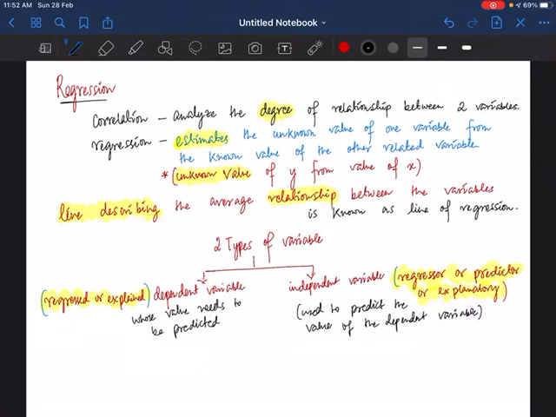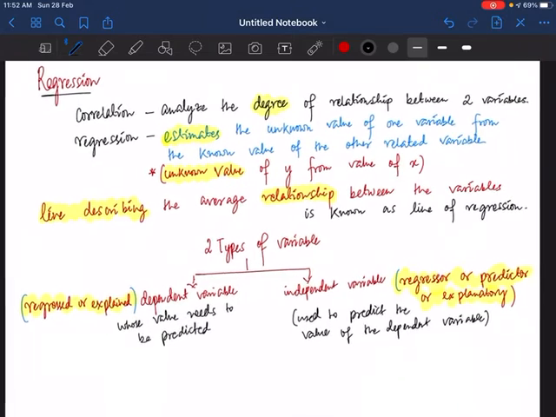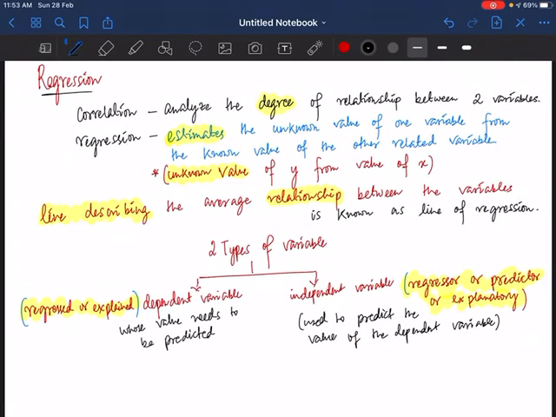So now here we have regression. What is regression? Before doing regression, let me just revise correlation. Correlation analyzes the degree of relationship between two variables. So correlation gives us the relation between two variables, and it gives us a value for that.